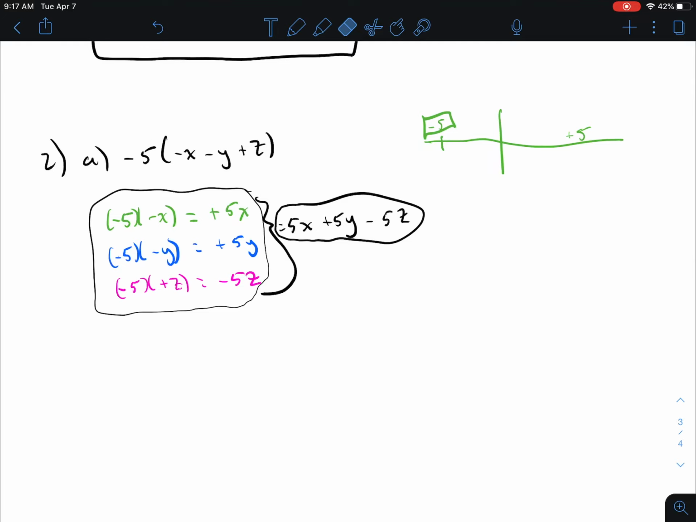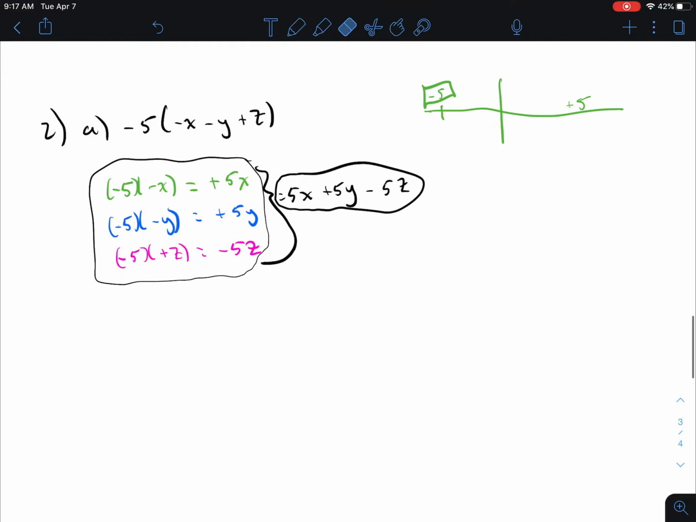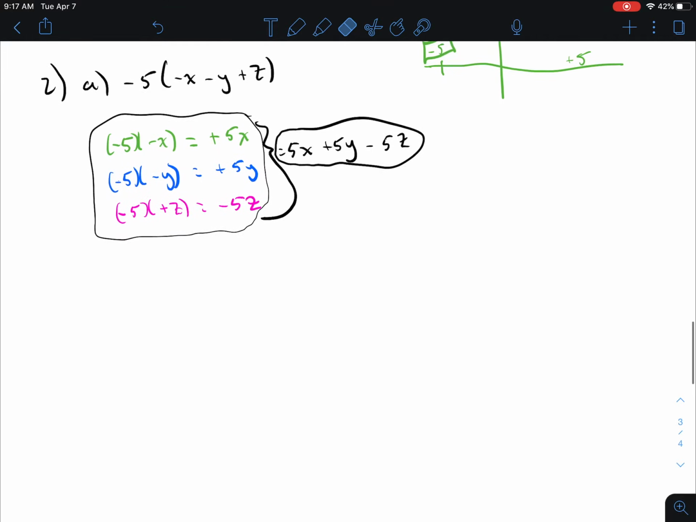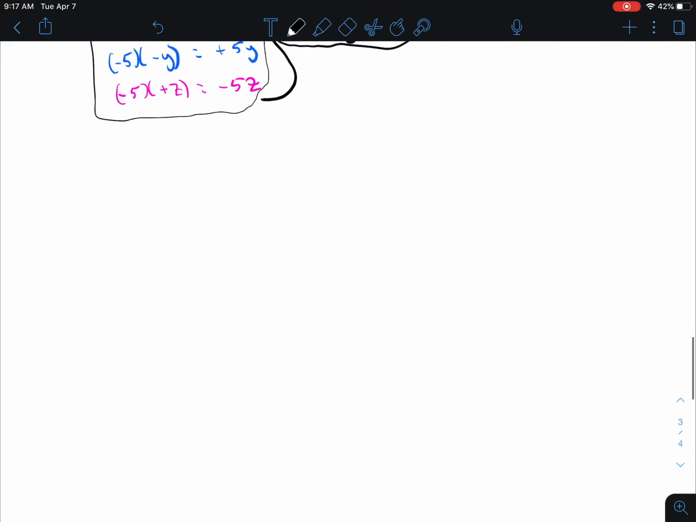That's number 2. So you can just apply that to the other 2 questions that are there, or do as much practice as you need. We'll take a look at number 4 now.